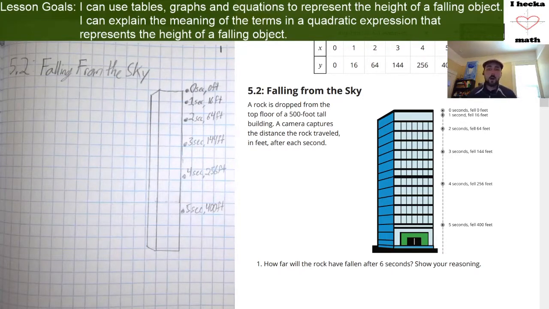Okay, number 1: how far will the rock have fallen after 6 seconds? Show your reasoning. So take a minute. If you've already solved this problem, keep watching. If you haven't, pause the video now. Solve this problem or answer this question on your own. How far will the rock have fallen after 6 seconds? And then once you've got an answer, tune back into this video and I will go over what I think some answers might look like to this problem.